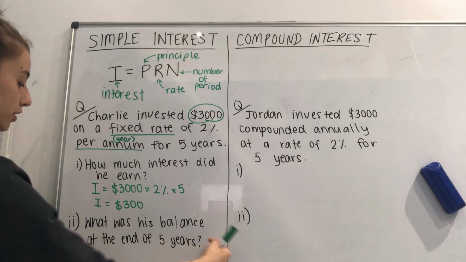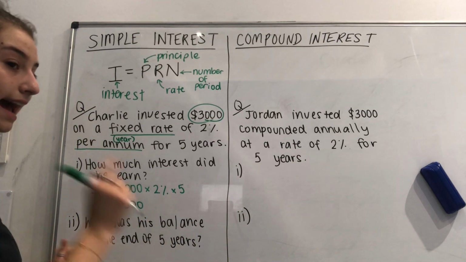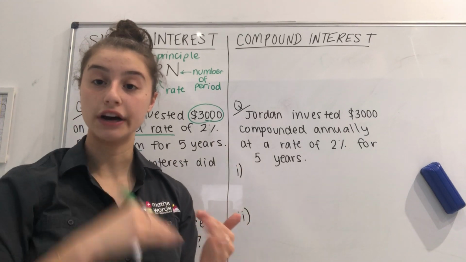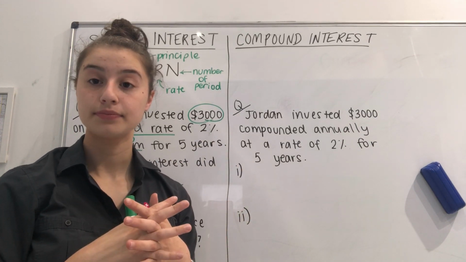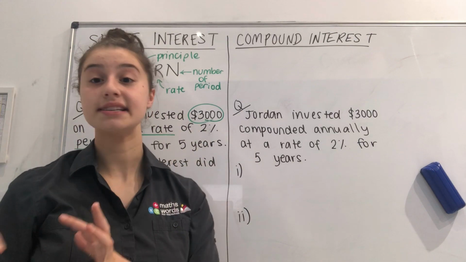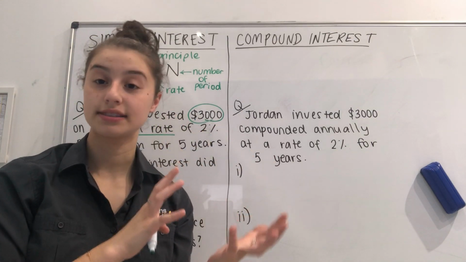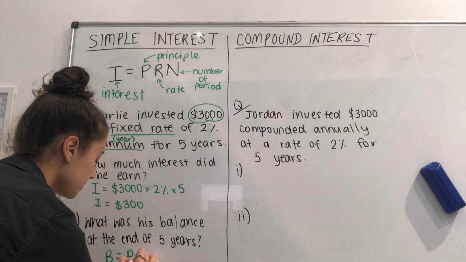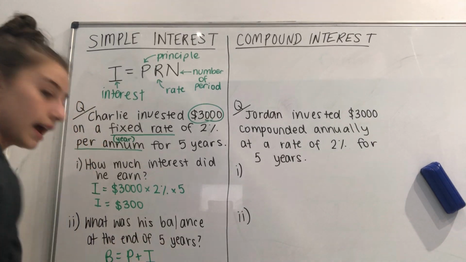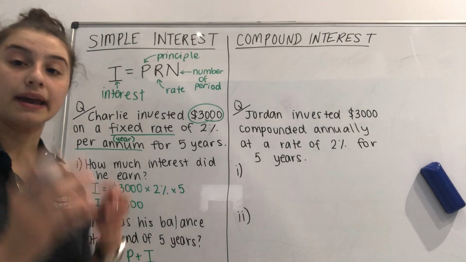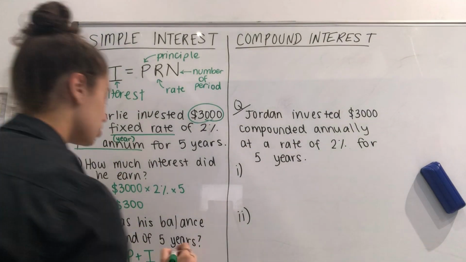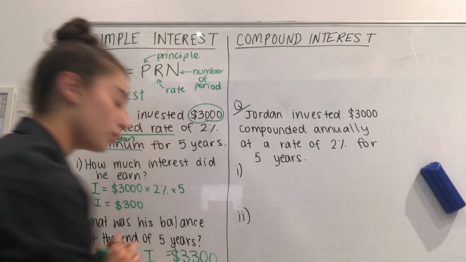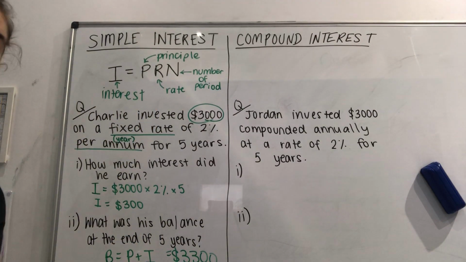The second type of question is, what was his balance at the end of 5 years? In other words, if Charlie went to look at how much money he had after 5 years, what would that number be? Really simply, it's just adding what he started with and the amount of interest that the bank gave him. So the balance is going to be his principal plus his interest, okay? So in this case, it's literally just going to be the 3,000 plus 300. So his answer here is going to be $3,300 was what was in his bank account, okay?